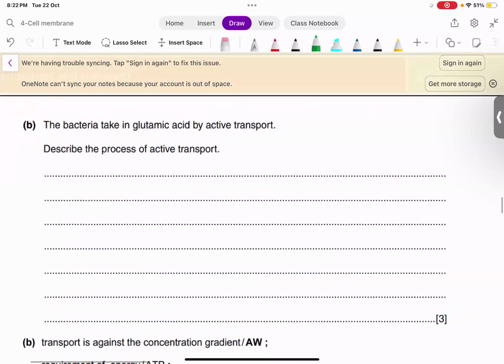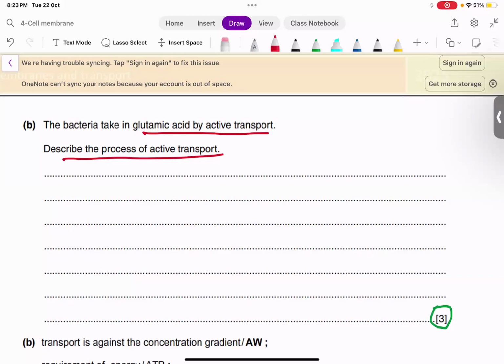Now we have bacteria taking glutamic acid by an active transport. Describe the process of an active transport. This is for 3 marks. It is a general question. There is no need to give reference to the glutamic acid. Or even if you describe in terms of glutamic acid, that would be all right.